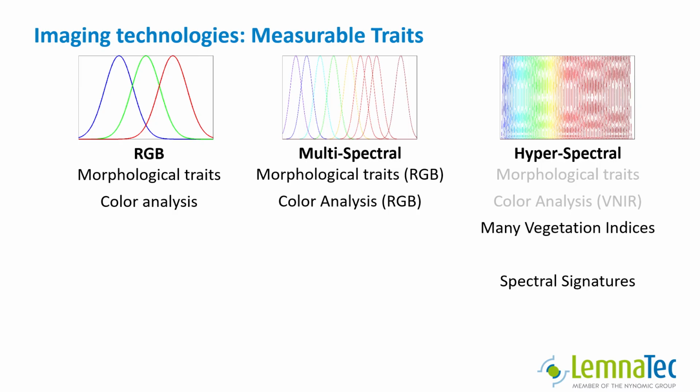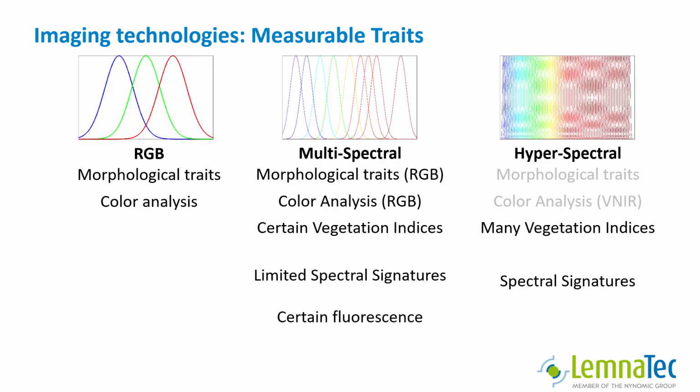On the other hand, we can calculate some vegetation indices like NDVI, in particular if we apply the relevant filters. We can also analyze spectral signatures in a coarse-grained fashion, in particular around the red edge. And we can measure some fluorescence responses by activating some molecular system in the plant using light at one wavelength, like UV or blue, and measure at another wavelength using a filter. This way we may measure the chlorophyll fluorescence.